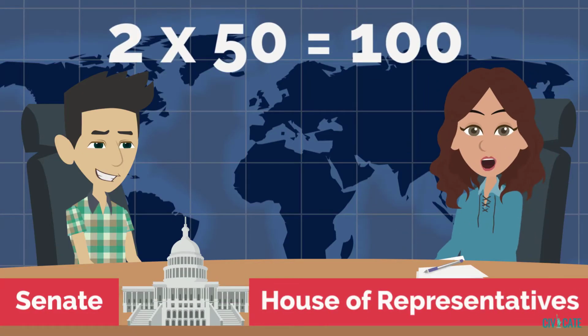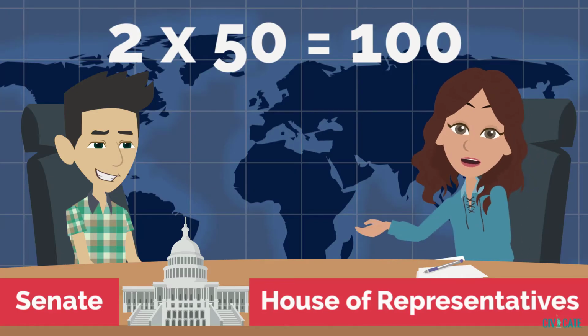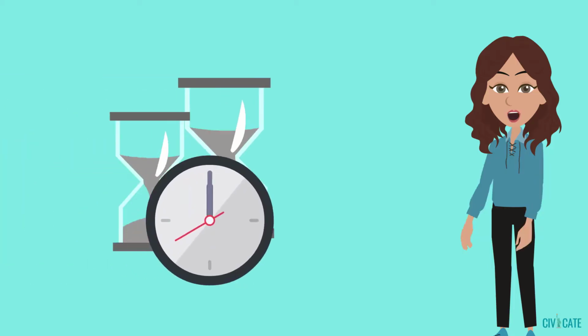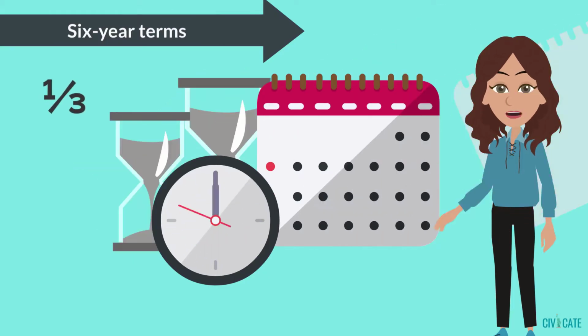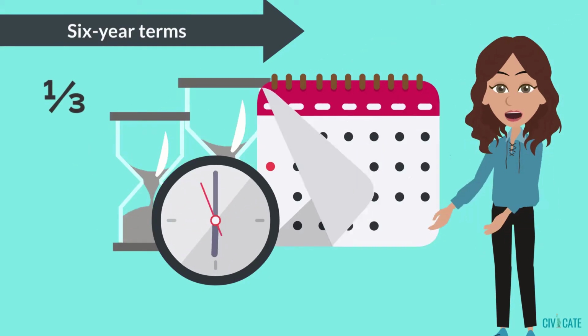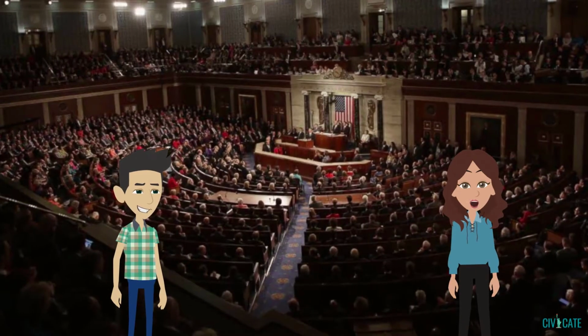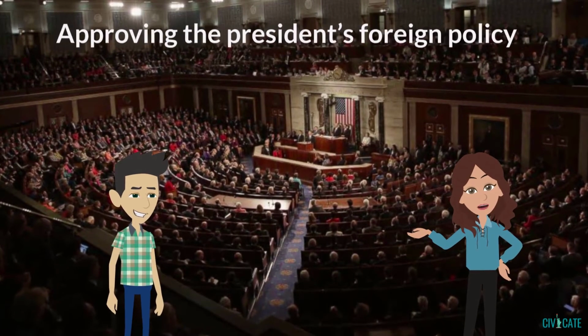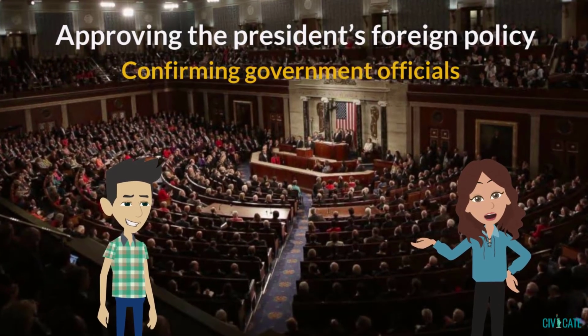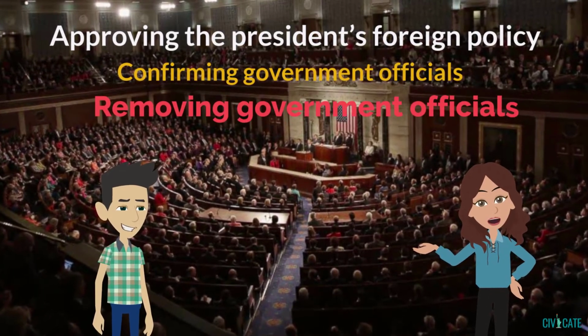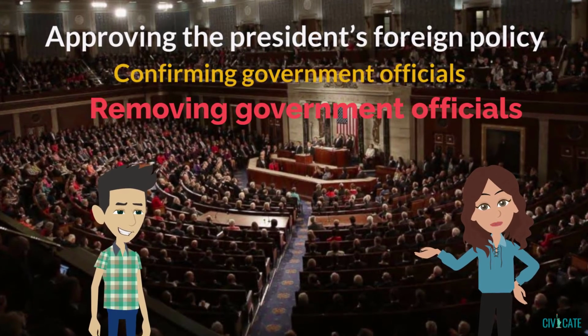There are 2 senators per state, which makes a total of 100 senators. Senators have 6-year terms. Their terms are staggered so that a third of the Senate is re-elected during every election. Some powers that only the Senate has are approving the president's foreign policy, confirming the president's choices for government officials, and removing government officials from office if necessary.